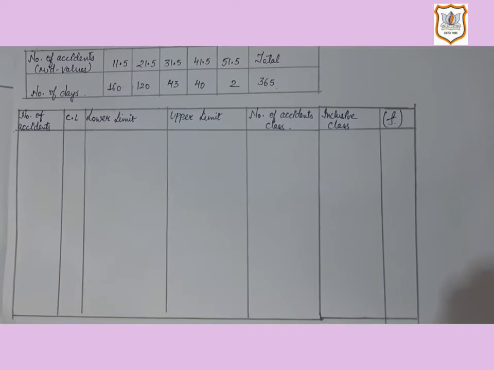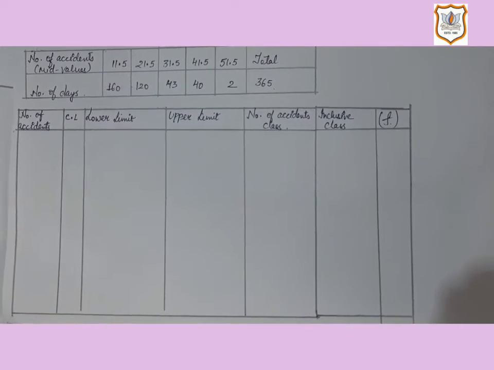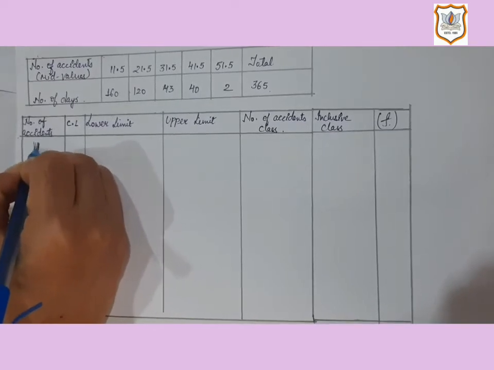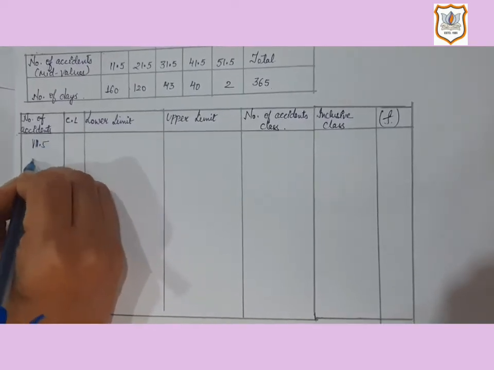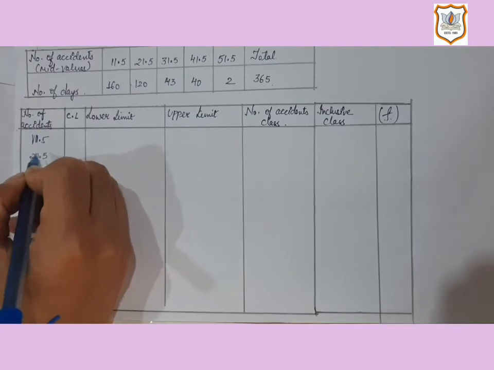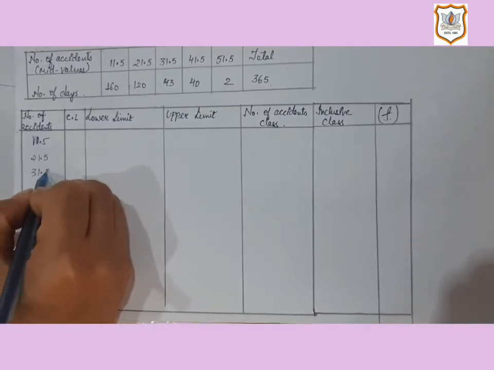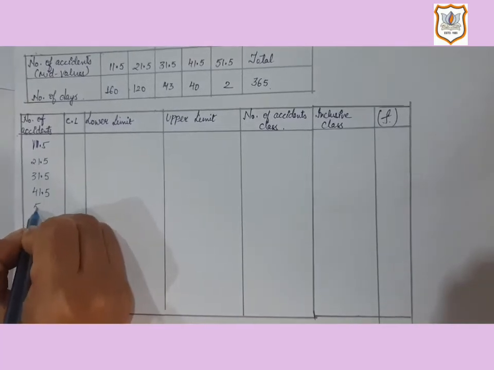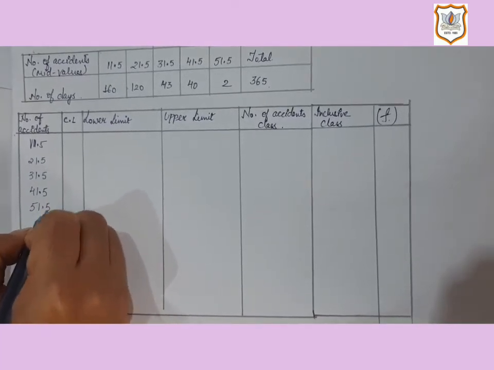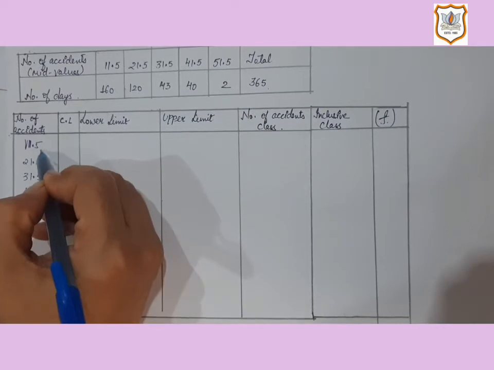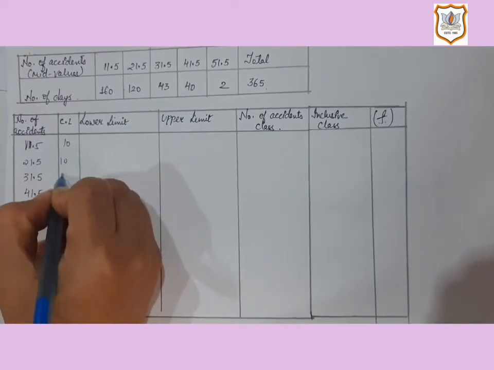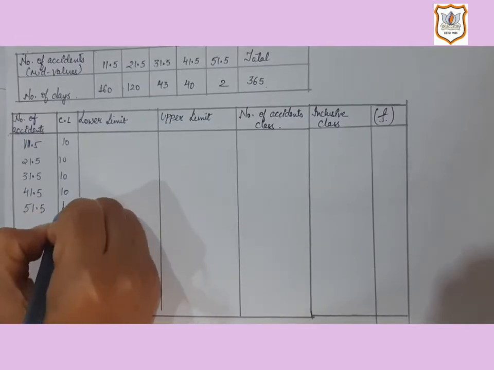Let's start with writing the number of accidents as per the question. 11.5, then 21.5, 31.5, 41.5, and last is 51.5. What is the class length? Difference between two adjoining mid values is 10. 10, 10, 10, and 10.